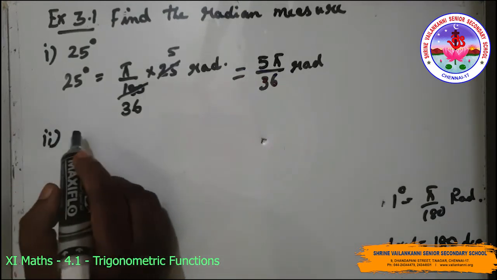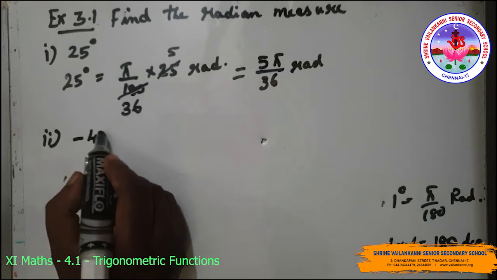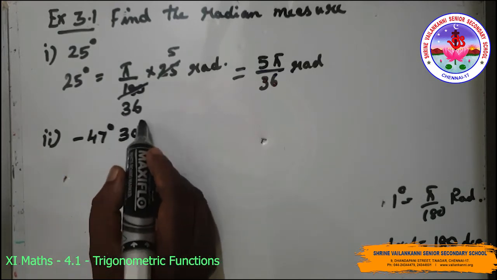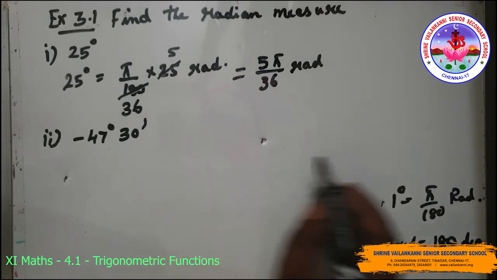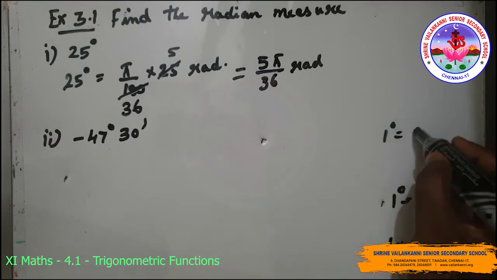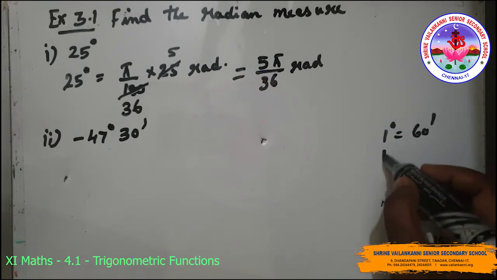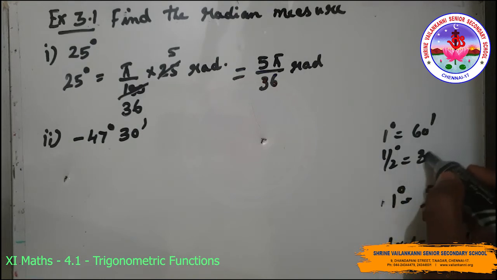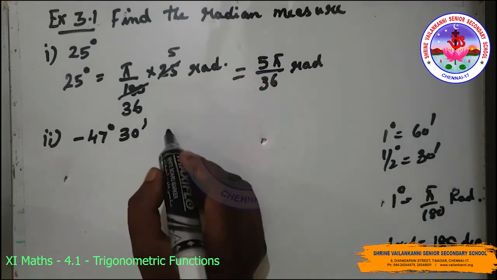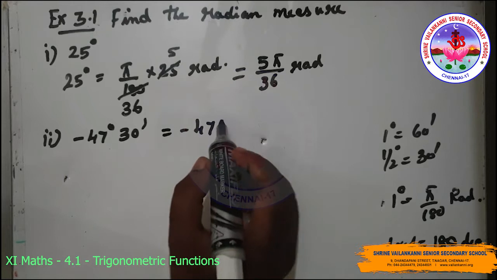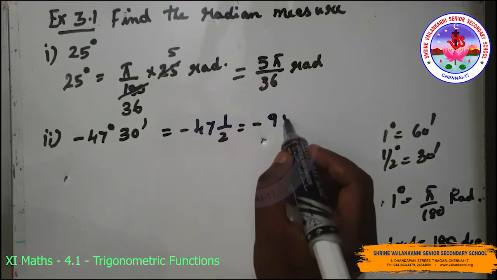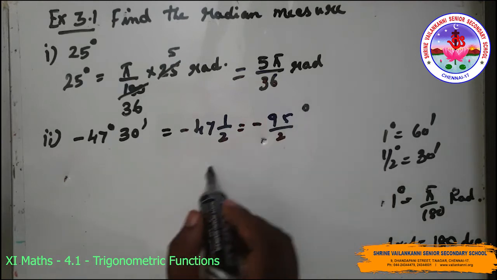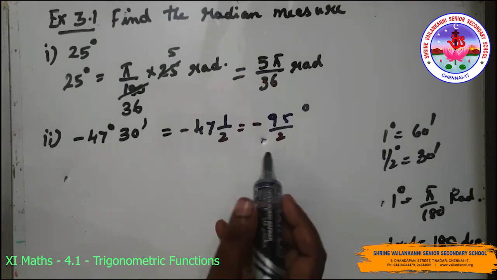Second one, minus 47 degree 30 minutes. Here 1 degree is equal to 60 minutes. So half degree is 30 minutes. So we can convert this into minus 47 and a half, which is equal to minus 95 by 2 degree. Now we have to convert this into radians.